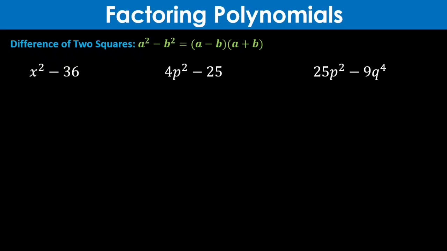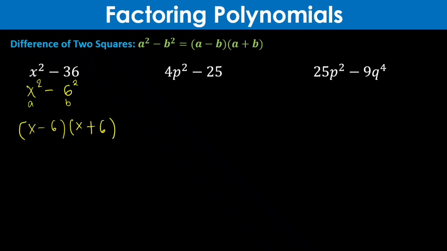In this problem, we need to express these binomials as squares. So here it's already a square. x squared minus 36 can be written with 36 as 6 times 6, or 6 squared. So our a is x and our b is 6. We can now express it as a minus b, that is x minus 6, and a plus b, x plus 6.